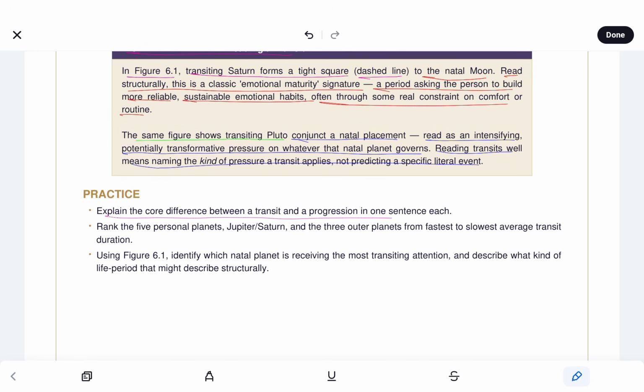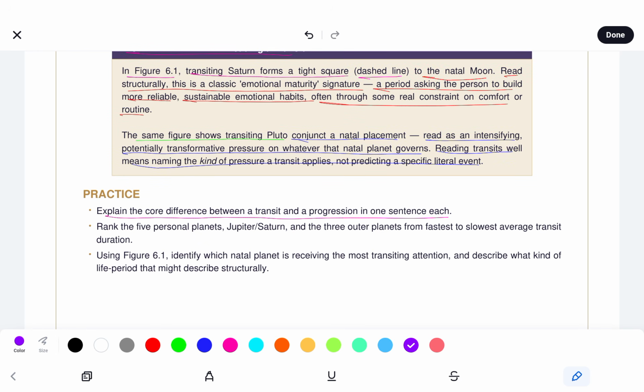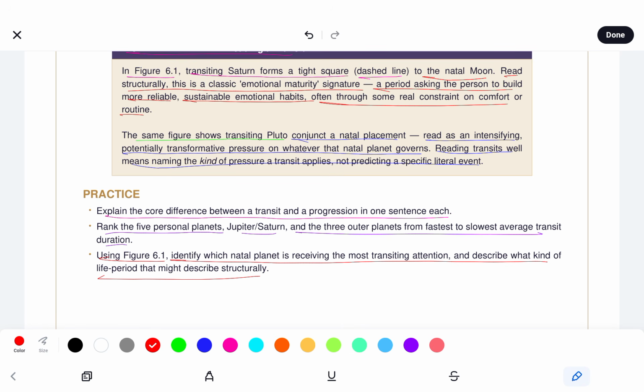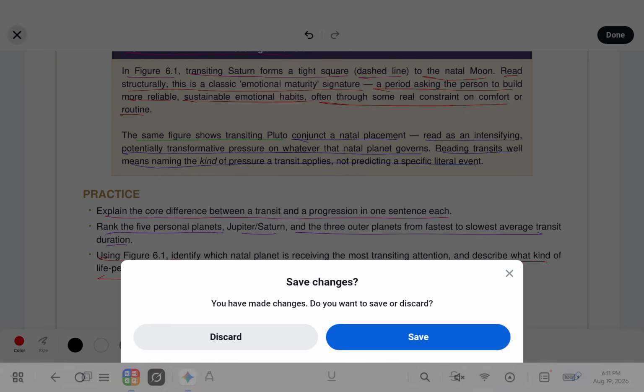Explain the core difference between a transit and a progression in one sentence each. Rank the 5 personal planets, Jupiter, Saturn, and the 3 outer planets from fastest to slowest average transit duration. Using figure 6.1, identify which natal planet is receiving the most transiting attention and describe what kind of life period that might describe structurally.